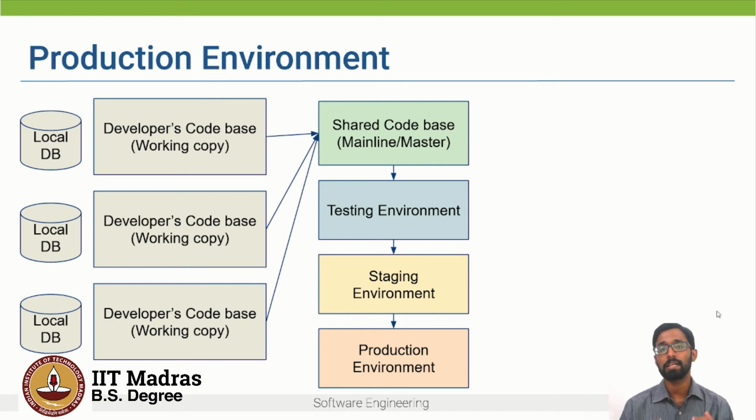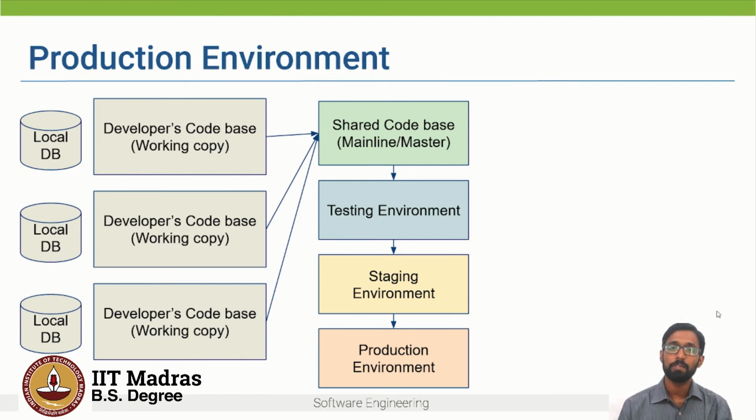Now, let's say that the client has requested a new feature, right? Maybe it can be a new user interface or a completely new feature, right? And now what does the team do? We go through the entire software lifecycle, one iteration, right? We design and then we do some development, right? So individual developers in their own working copy modify the code, test it, and then commit it to the shared code base. And then it goes to the testing, the staging, and the production environment.